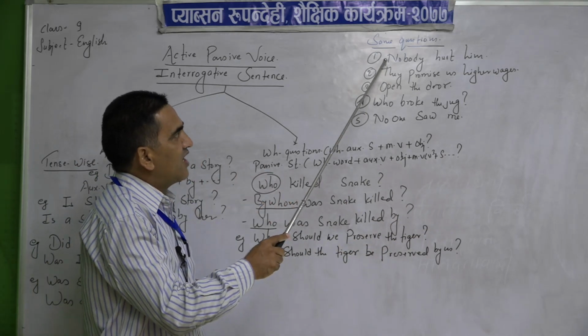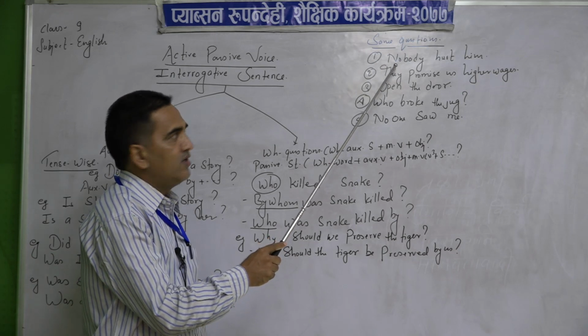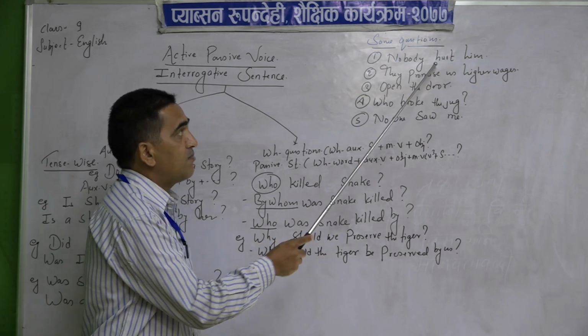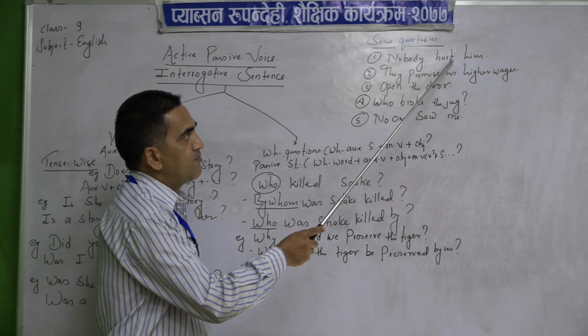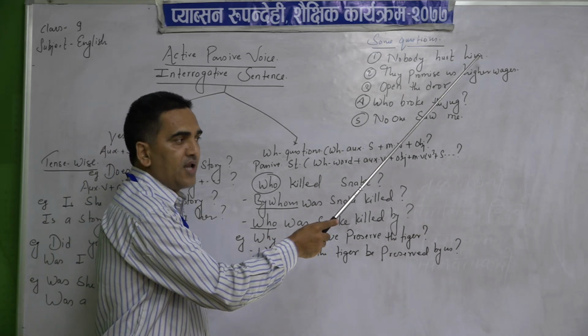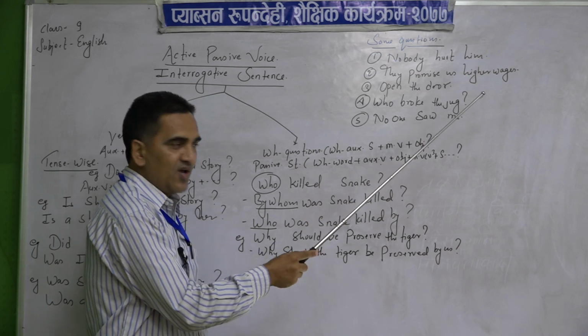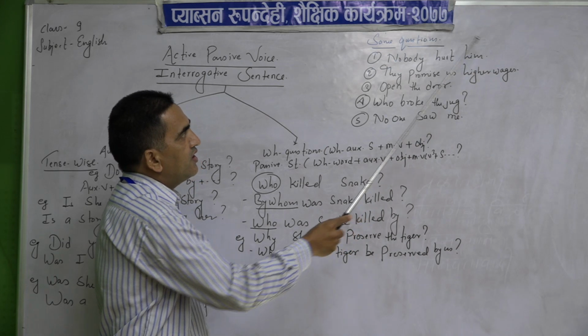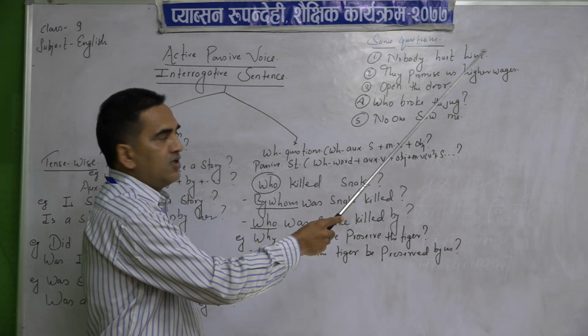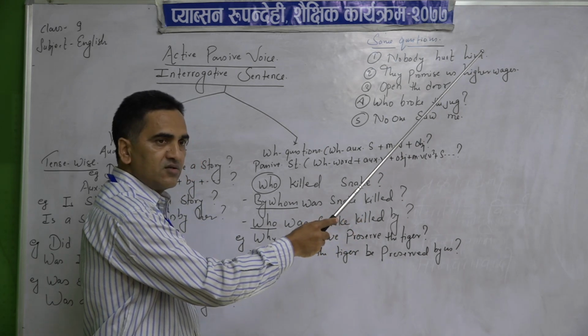So can you tell me what is the passive of 1? Nobody hurt him. It is past. Hurt. Nobody hurt. It is past. Him. Now you change into passive. Okay. Here him should be changed into he. He was hurt. He was hurt, right?